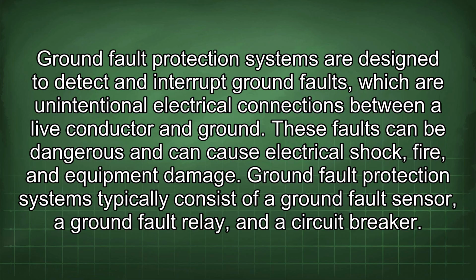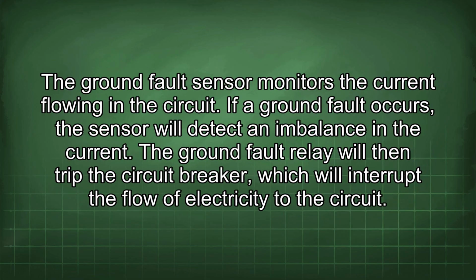Ground fault protection systems are designed to detect and interrupt ground faults, which are unintentional electrical connections between a live conductor and ground. These faults can be dangerous and can cause electrical shock, fire, and equipment damage. Ground fault protection systems typically consist of a ground fault sensor, a ground fault relay, and a circuit breaker. The ground fault sensor monitors the current flowing in the circuit. If a ground fault occurs, the sensor will detect an imbalance in the current. The ground fault relay will then trip the circuit breaker, which will interrupt the flow of electricity to the circuit.